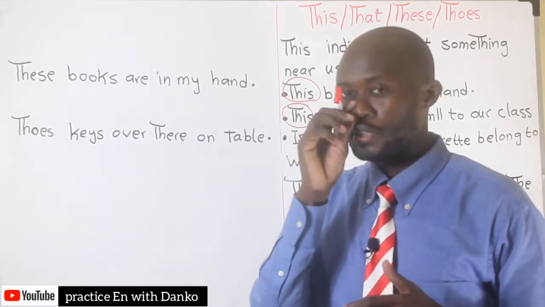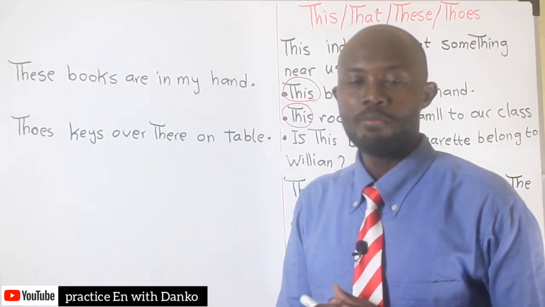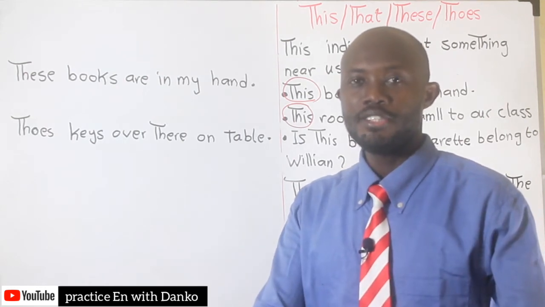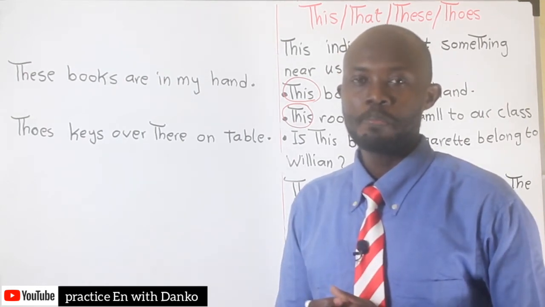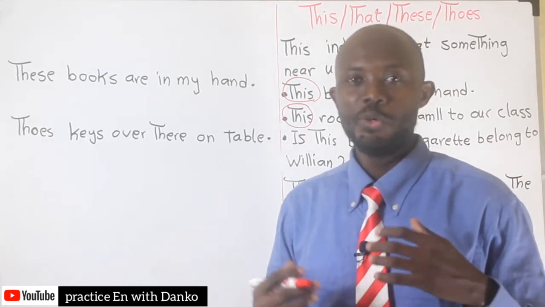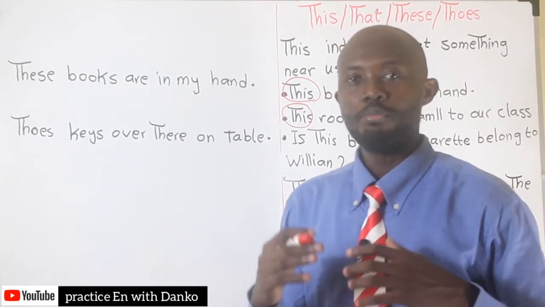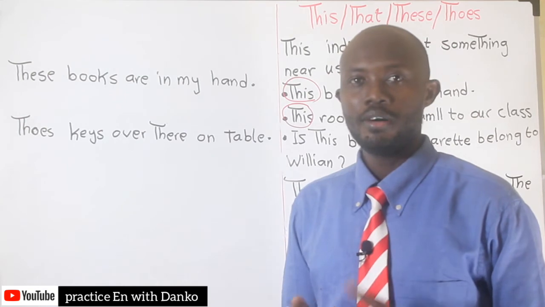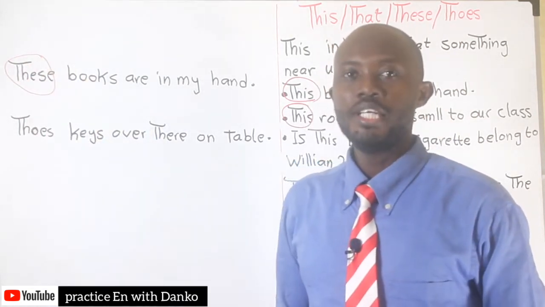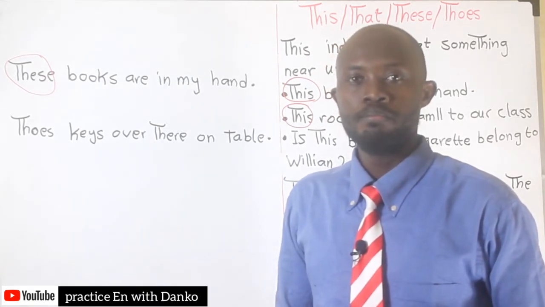For example, these chairs are available, or these seats are available. So here, this thing is close to you. You must point to say these because it is more than 2. Okay, here we use these to indicate things in plural form.